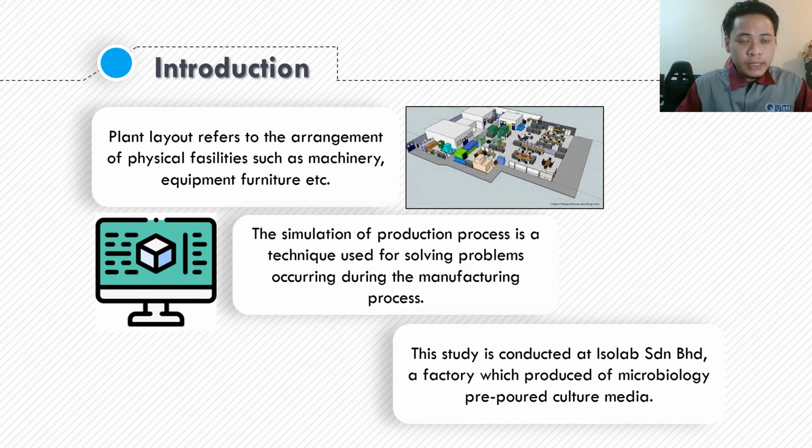For the introduction, the first one is plant layout. Plant layout refers to the arrangement of physical facilities such as machinery, equipment, furniture, and etc. Next is simulation. The simulation of production process is a technique used for solving problems occurring during the manufacturing process. This study is conducted at Isolab Sdn Bhd, a factory which produces microbiology pre-pour culture media.